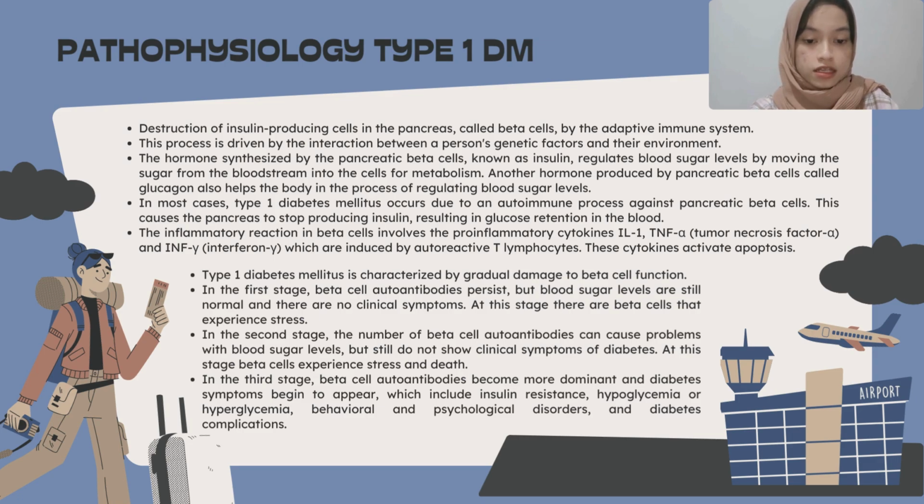At this stage, beta cells experience stress and death. In the third stage, beta cell autoantibodies become more dominant and diabetes symptoms begin to appear, which include insulin resistance, hypoglycemia or hyperglycemia, behavioral and psychological disorder, and diabetes complication.